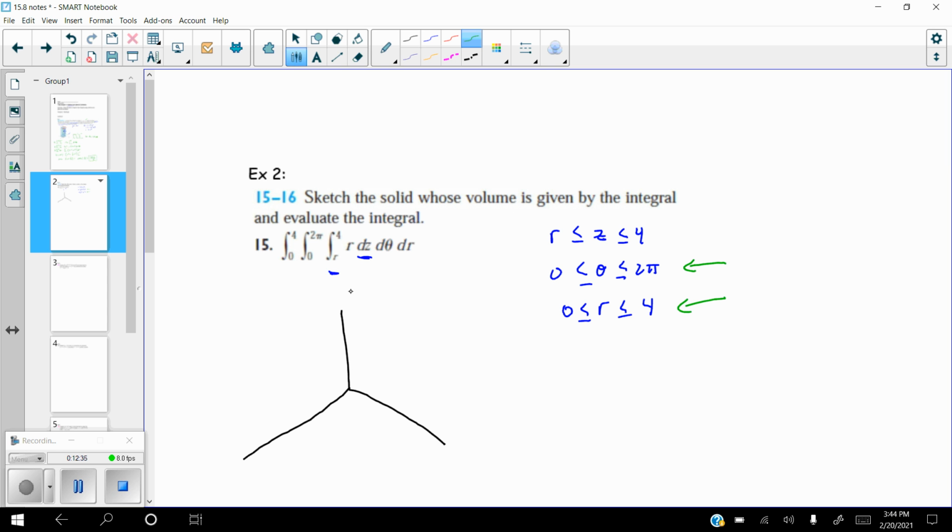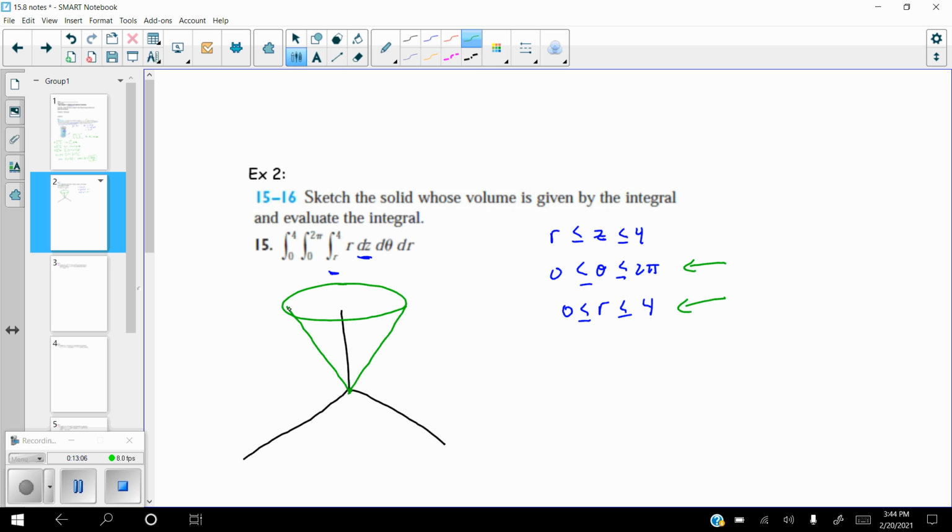So that tells me up here at Z equals 4, I'm going to have a circle with a radius of 4. And Z equals R is going to be linear. And if Z and R are both 0, then it's going to start down here at the origin. So what that tells me is everywhere along this thing is going to be linear, which means when it hits the edge, it's going to be a cone.